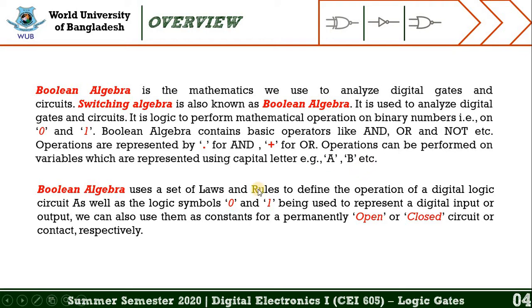B, etc. Boolean algebra uses a set of laws and rules to define the operation of a digital logic circuit as well as the logic symbols 0 and 1 being used to represent a digital input or output. We can also use them as constants for a permanently open or closed circuit or contact respectively. So let's move into the next slide.